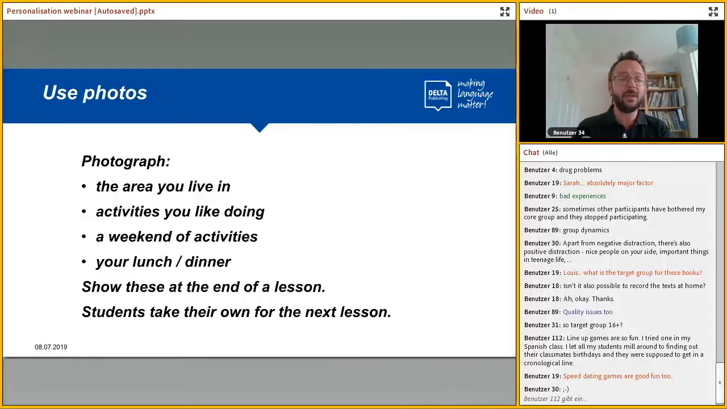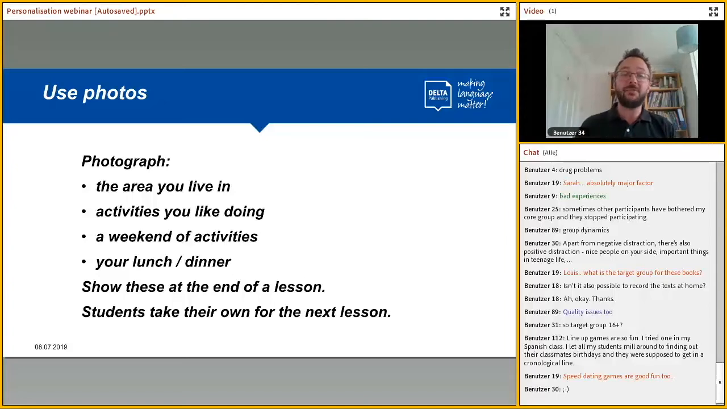Photos are a great way, with a lot of different things you can do, to extend or adapt for practicing vocabulary or grammar that you've been looking at. So you can photograph the area you live in, you can photograph activities you like doing, a weekend that you've just had, your lunch, your dinner. And you can think of all the different things you could do with those, whether it's wanting to do something with the past simple, wanting to do something with food vocabulary or places around town, etc.